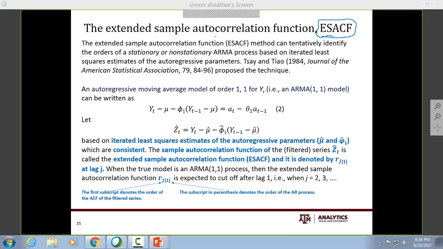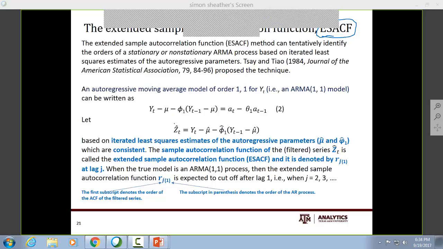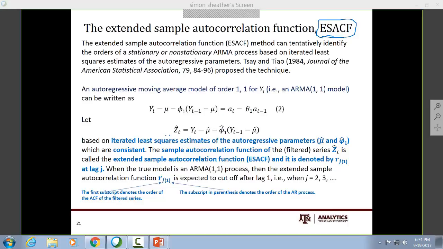So they take exactly what we did. They take the Z hat T series, with the phi hat 1, and they use iterated estimates which are consistent. Consistent means they're correct even if the model fitted is not correct. And then they get this thing called the extended sample autocorrelation function. When the true model is ARMA 1-1, then the ESACF is expected to cut off at lag 1, after lag 1.